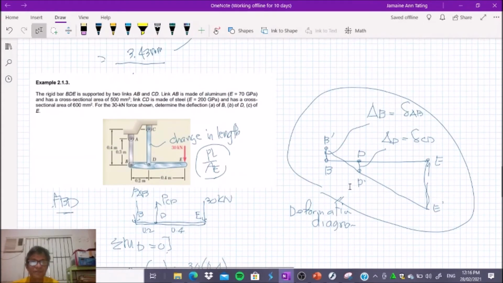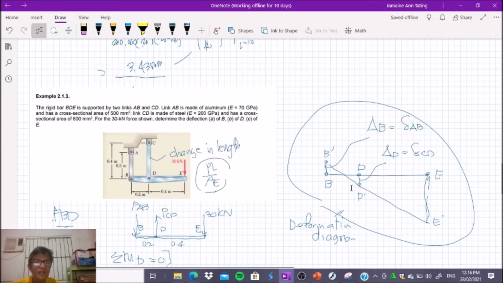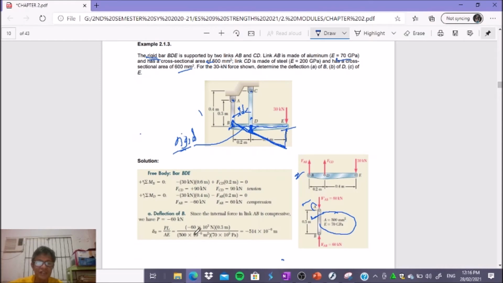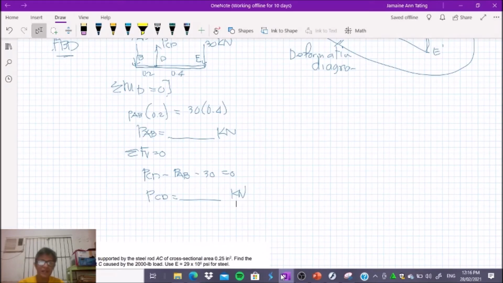Kilonewton ba tayo? Load. Yes, 30 kilonewton. So you have PAB in kilonewton and also PCD in kilonewton as per our module. So our answer is 60 kilonewton for AB and 90 kilonewton for CD.